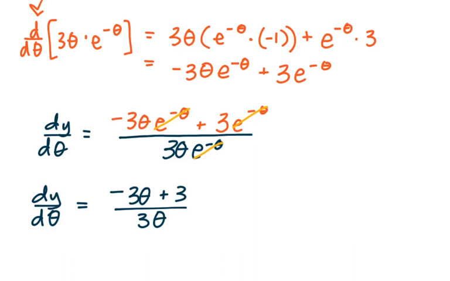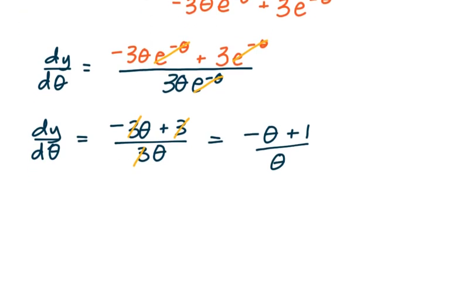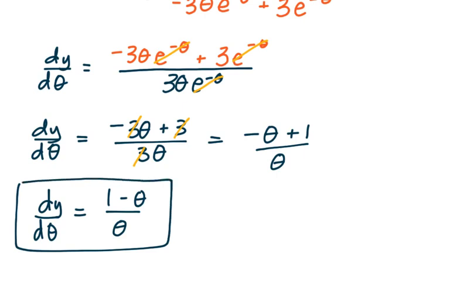You'll also notice that all of my terms now have a 3. That's the same as -theta plus 1 over theta. And dy d theta, I would maybe just organize that and say 1 minus theta over theta. This is perfectly acceptable as an answer. Or you could say dy d theta is 1 over theta minus 1. Both of those mean the exact same thing.